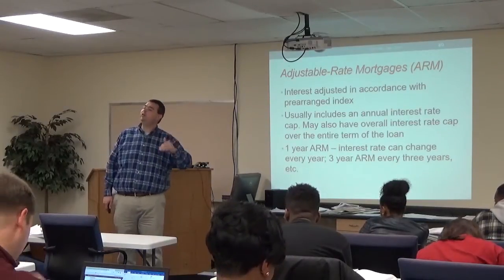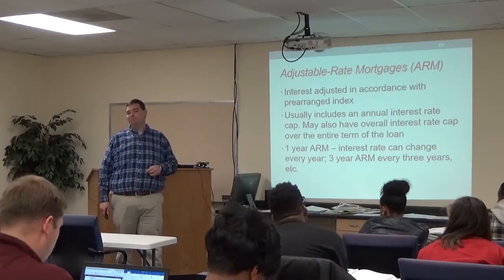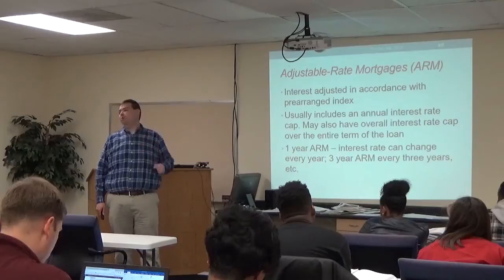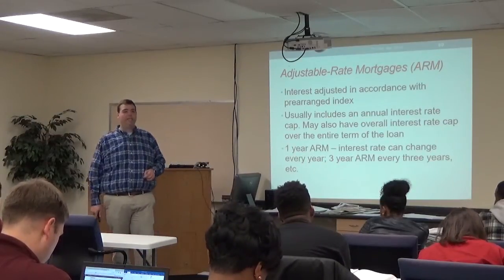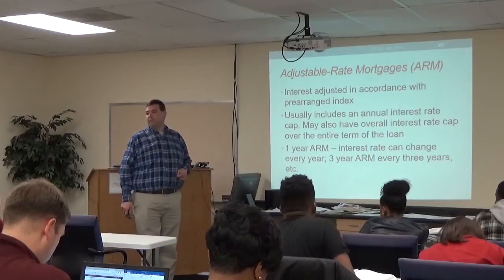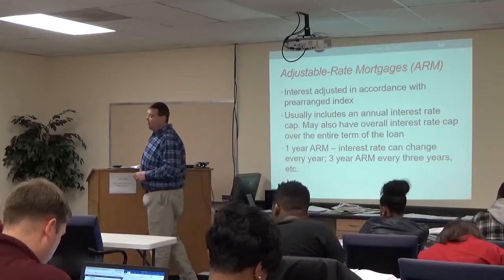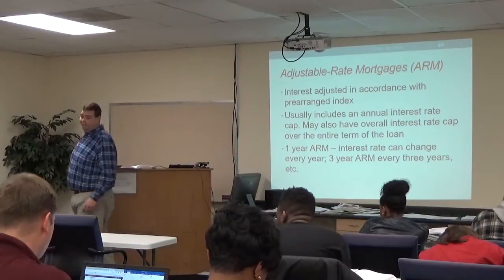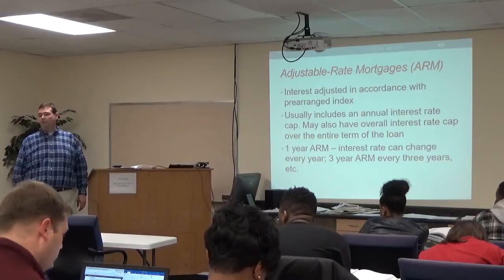So if you have a 2-year ARM, what do you think the intervals are? 2 years. Every 2 years. Means the rate can adjust every 2 years. If you have a 5-year ARM, that means the rate can adjust for how long? Every 5 years. It doesn't mean you've been loaned the money for 5 years. It means the adjustment cycles are every 5 years.